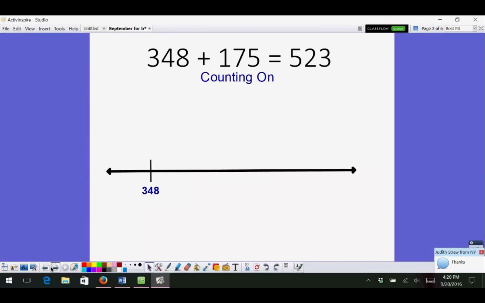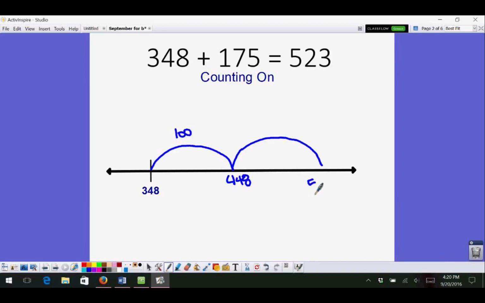Oh, Pia's got another good idea. I like that. So let me grab a pen, and let's see how this is working. If I have 348, I'm going to jump by 100. And now I'm at 448. Pia's suggestion was jump by another 100 to 548. And then, let me change color, jump back 25 to 523.